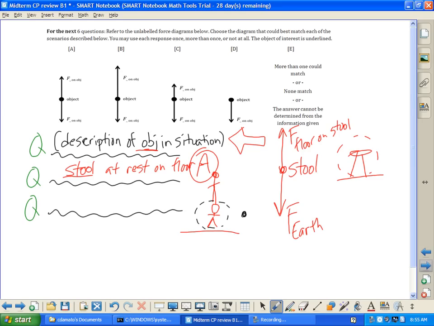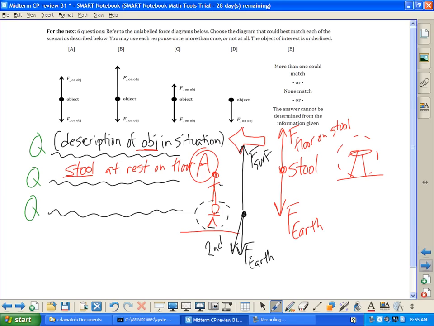Okay? If this dot is this dude here, what do we got? We got Earth, and there's the top acrobat exerting a force in what direction? Also down, absolutely. And what's balancing those forces? The floor. Okay, the surface or the floor. So which one matches? It would be A.